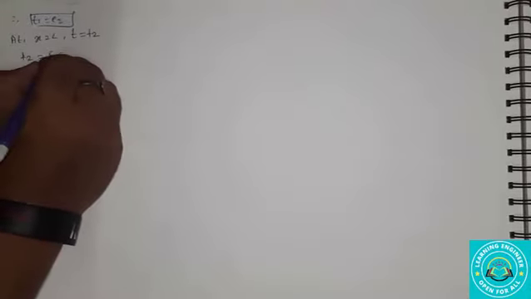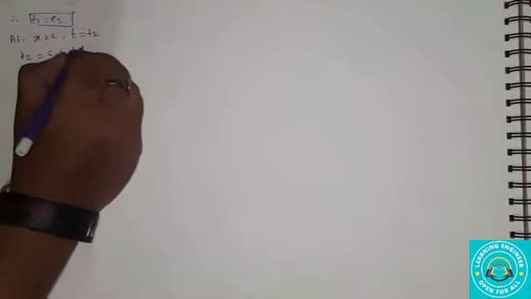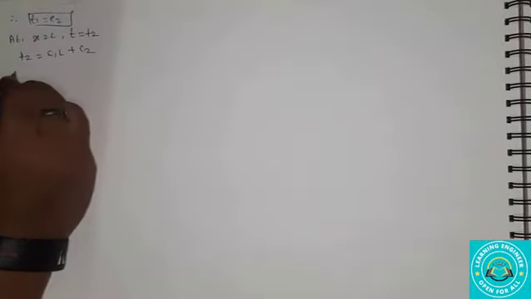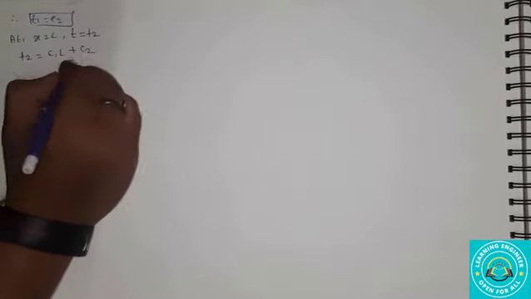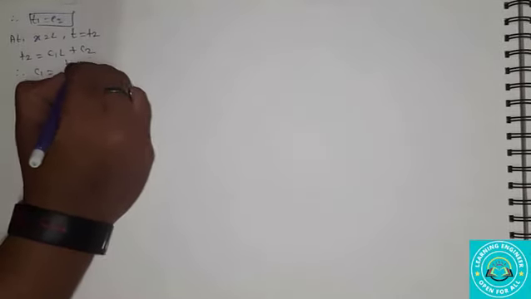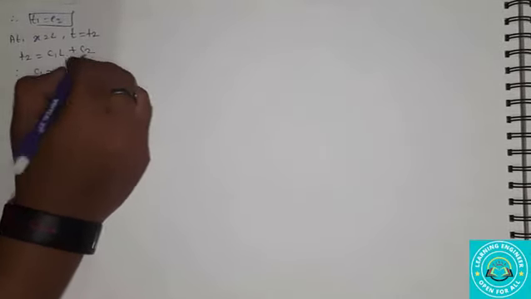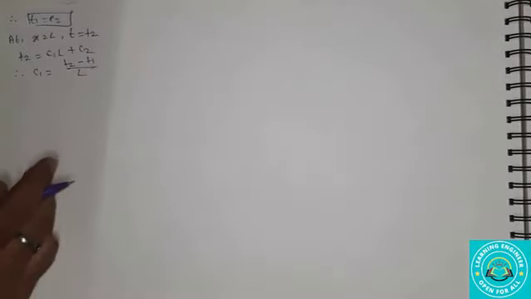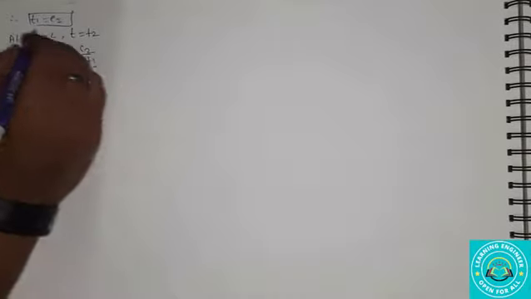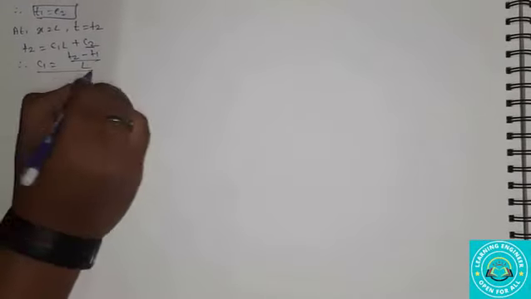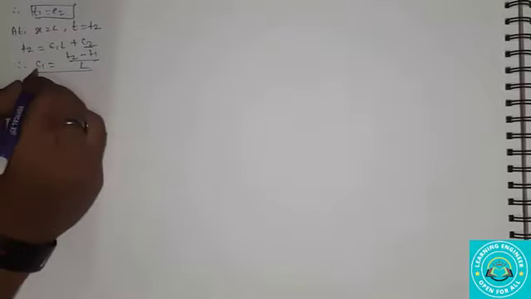So I got T2 is equals to C1 into L plus C2. Therefore we can say from this equation C1 is equals to T2 minus T1 upon L, because we know the value of C2 is equals to T1. Therefore C1 का मुझे मिल गया. Now I am putting constant 1 and constant 2 in the main equation.